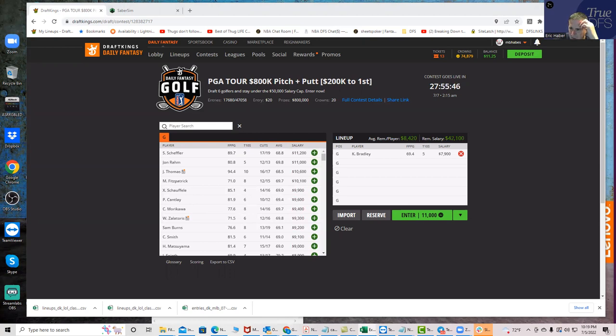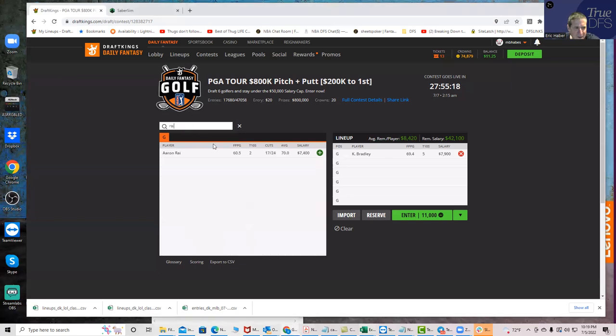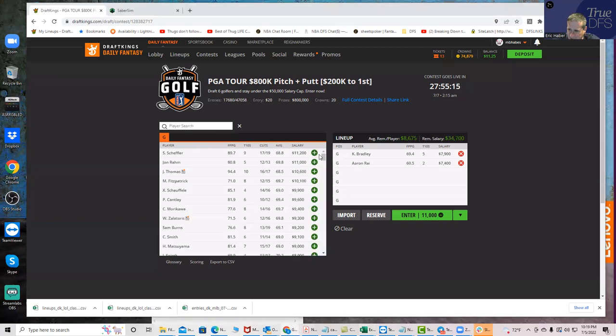And then a couple of low owners. Chris Kirk at 7,400, I have him under 10%. Harold Varner at 6%. I see Mito Pereira at 8%, but I think he's always owned a little bit more than that. And then I got some others, Sebastian Munoz at 5%, Gary Woodland, Alex Noren. I like all those. I prefer those to some of the higher owned guys, like Aaron Rai, who I see projected at about 12%, and I have him worse than these others.